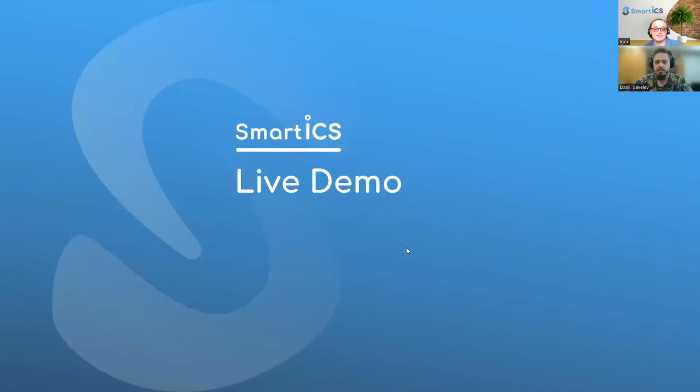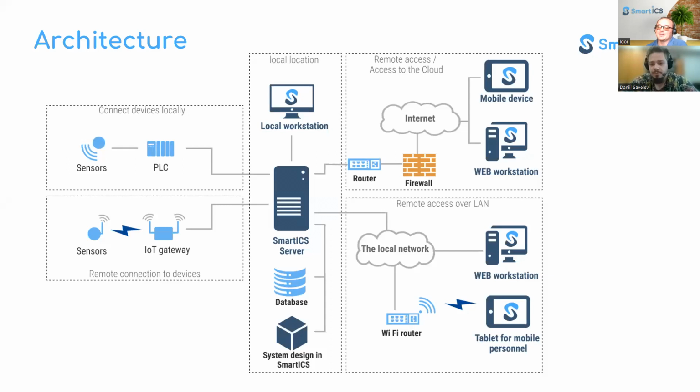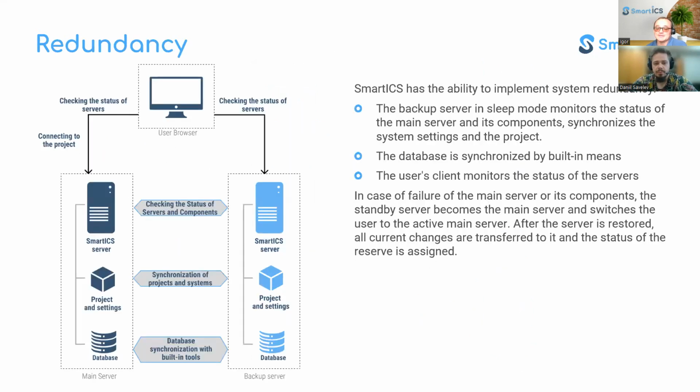Now, if we go back, the second important element that we added in the release is the hot redundancy. As a quick reminder, the SmartICS architecture is quite flexible, quite easy to apply. So data is transferred to the SmartICS server both wirelessly or by wire. The local workstation is connected to it, and via web access, you are providing access to different users. Now, what we did, we even added more flexibility to it, specifically by adding the redundancy.